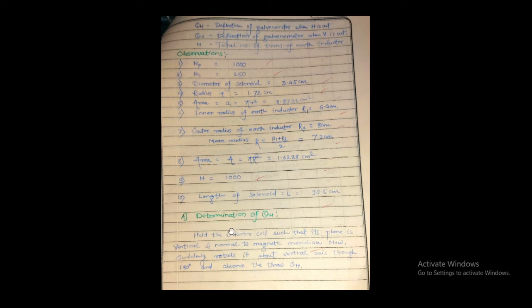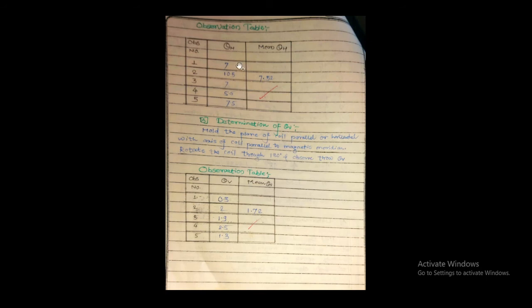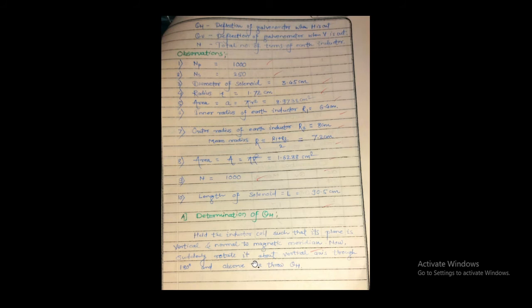Now first, for the determination of theta h, how can one determine theta h, the deflection of the galvanometer when the position of the earth inductor coil is horizontal? For that we have to proceed further: mean theta h will be equal to this. You have to take at least 5 trials and then take out the mean. How to take the trials? It is explained here. Hold the earth inductor coil such that its plane is vertical and normal to the magnetic meridian, suddenly rotate the coil and note down the corresponding deflection for theta h. It comes out to be this one.